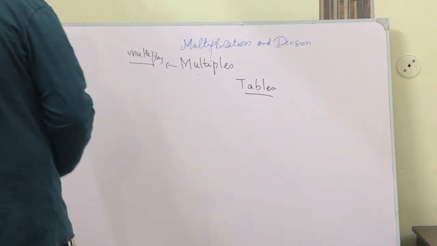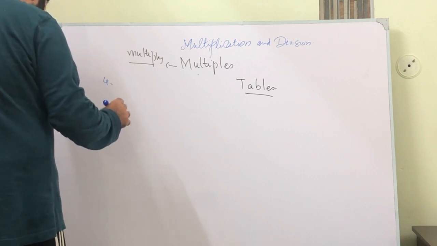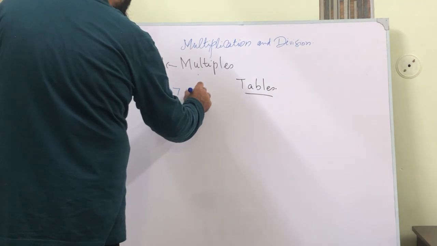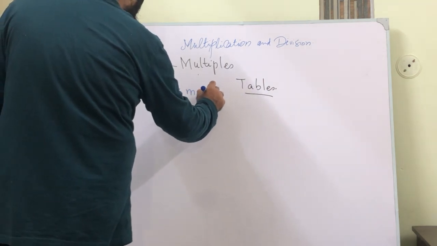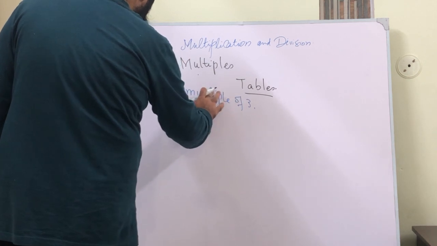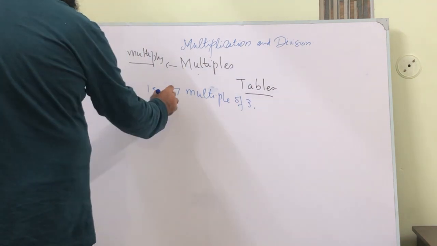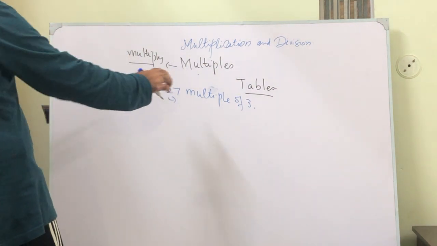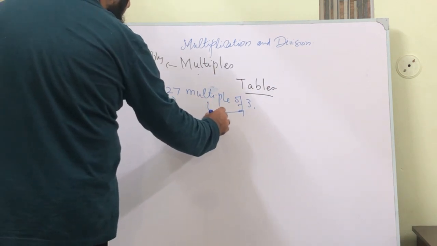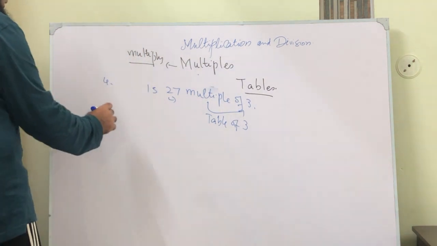Now number 4: is 27 a multiple of 3? So we need to see whether 27 is a multiple of 3. Multiple of 3 means table of 3. So we need to write the table of 3.